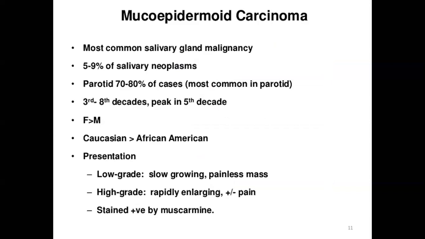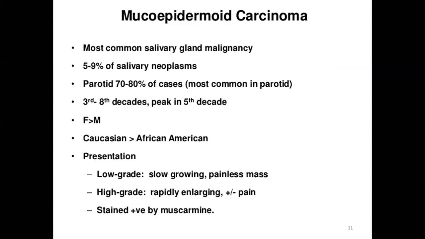Mucoepidermoid carcinoma is the most common salivary gland malignancy, 5 to 9% of salivary neoplasms. It involves the parotid in 70 to 80% of cases, most common in the parotid. It commonly occurs between the third and eighth decade, with a peak in the fifth decade. It is found equally in females and males. It is more common in the African American population.